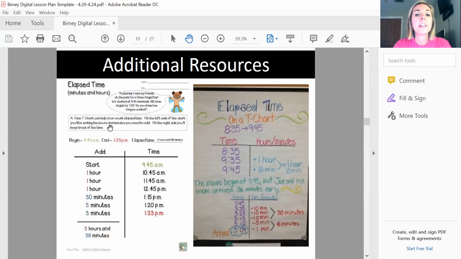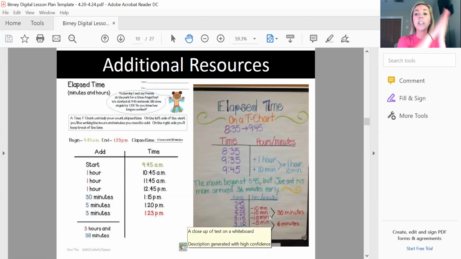So right here is a definition of the T-chart. It says a time T-chart can help you count elapsed time. On the left side of the chart, you'll be writing the hours and minutes you need to add. And then on the right side, you'll keep track of that time. So I like this one. The other one looks exactly the same. In fact, we'll come over here so we can compare and contrast them. This one that a teacher drew on an anchor chart, she has the time on the opposite side than the teacher on the other side. There's nothing wrong with that as long as you can remember which one is the time and which one is the hours and minutes.